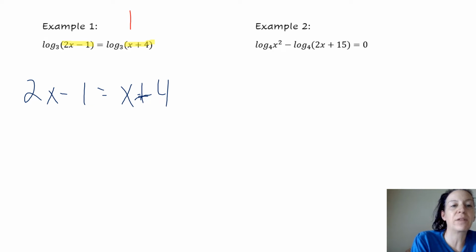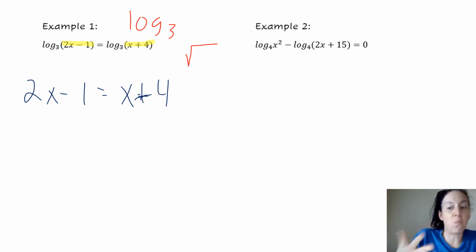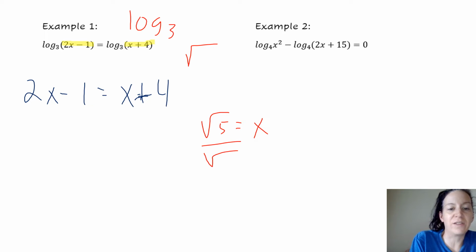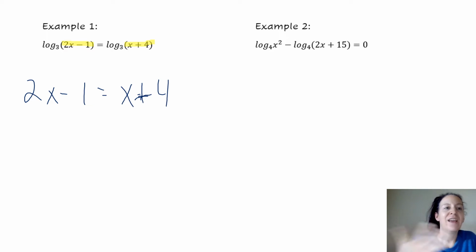To say something like log base 3 with no argument is like having a square root with nothing under it. It doesn't make any sense. And nobody does a problem like this where they divide by a square root with nothing under it. Okay, so you just can't do it that way. You cannot have a logarithm with no argument in the same way that you can't have a square root with no argument underneath it.